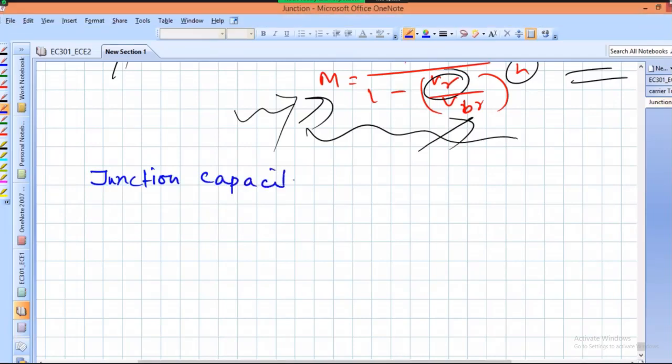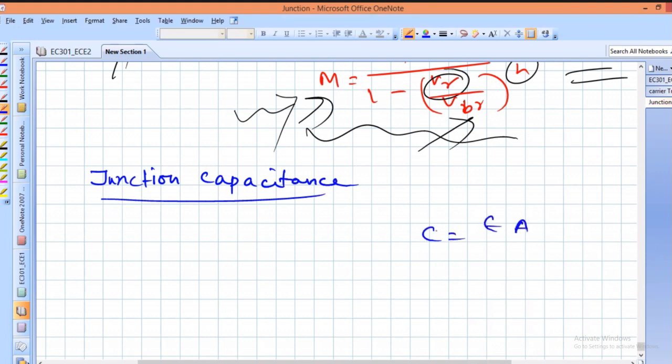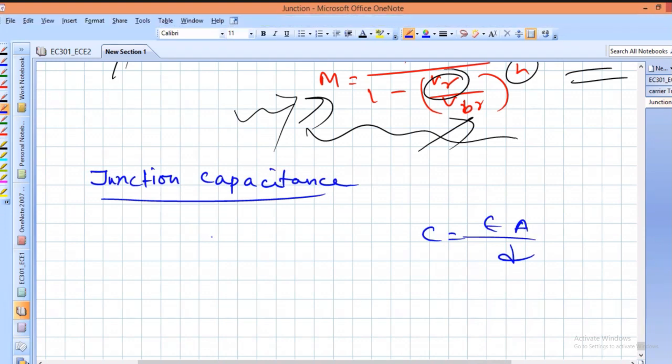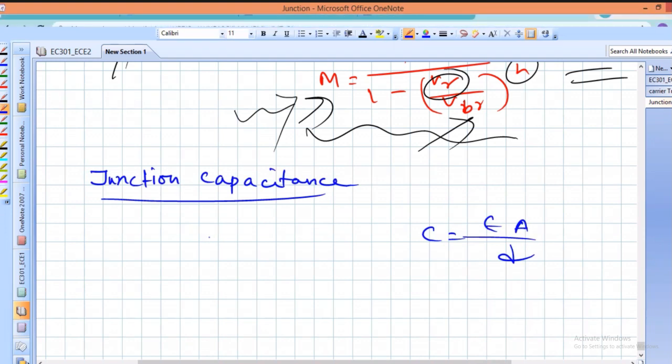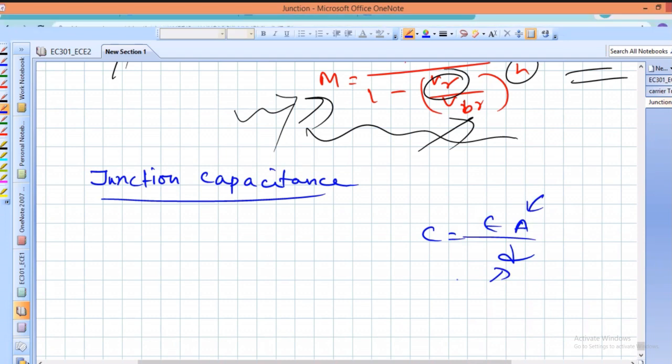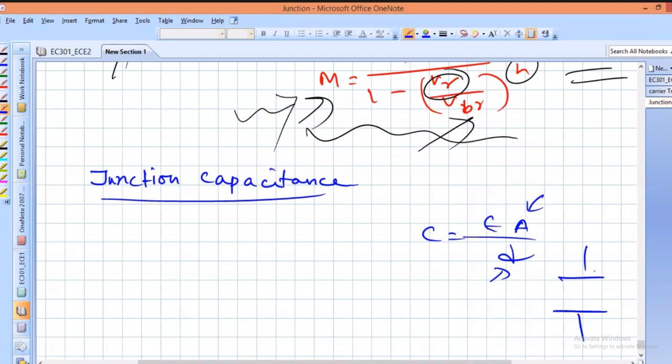Of a parallel plate capacitor is C equals epsilon A by D. What is the epsilon? Tell me. Epsilon is permittivity. A is the area. D is the distance between the two plates.